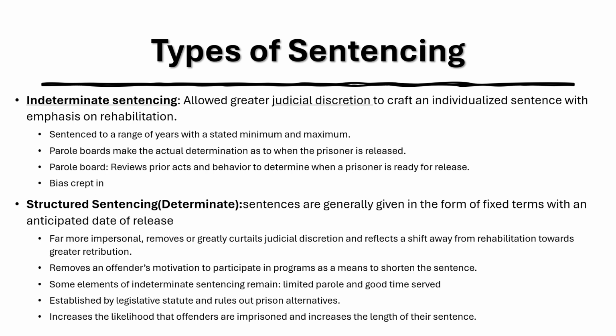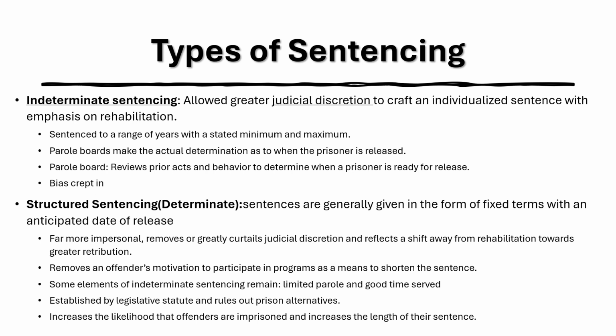Indeterminate sentencing was a common practice pre-1970s. Indeterminate sentencing basically allowed for judicial discretion in sentencing, and it focused on rehabilitation. Sentences could range over years and had stated minimums and maximums. You had parole boards that were empowered to look at the characteristics of the offenders and what they've done in prison, and could operate to let them out on parole. So judicial discretion was a key component of indeterminate sentences. The judges had the discretion to choose the sentences for the crimes within certain parameters.